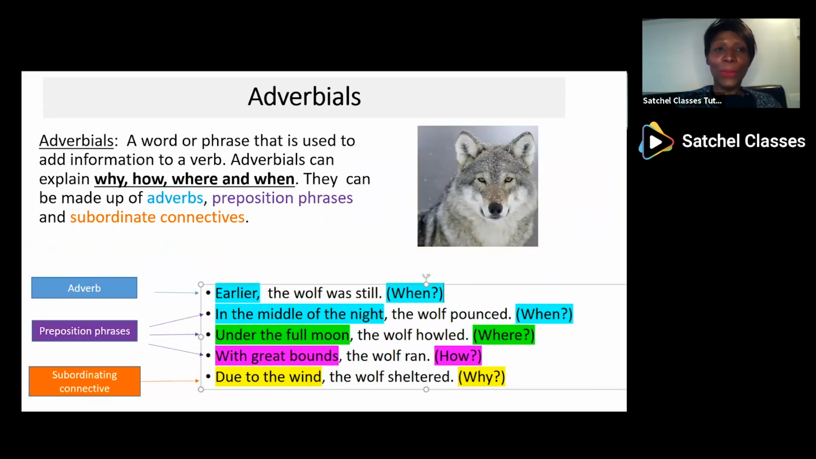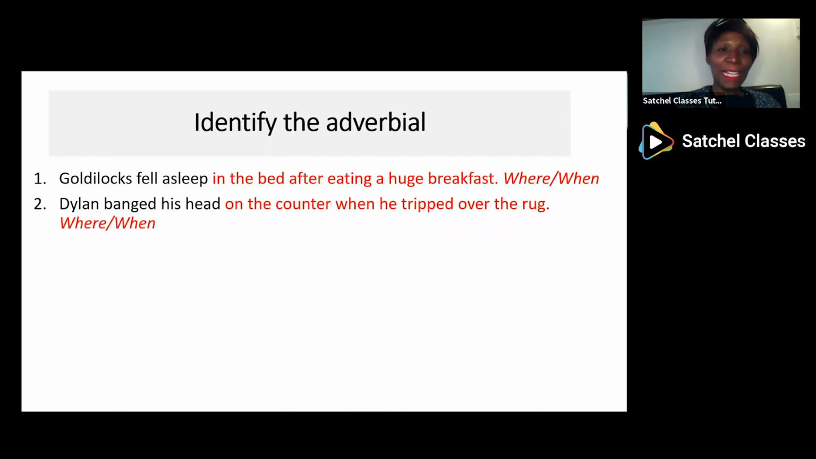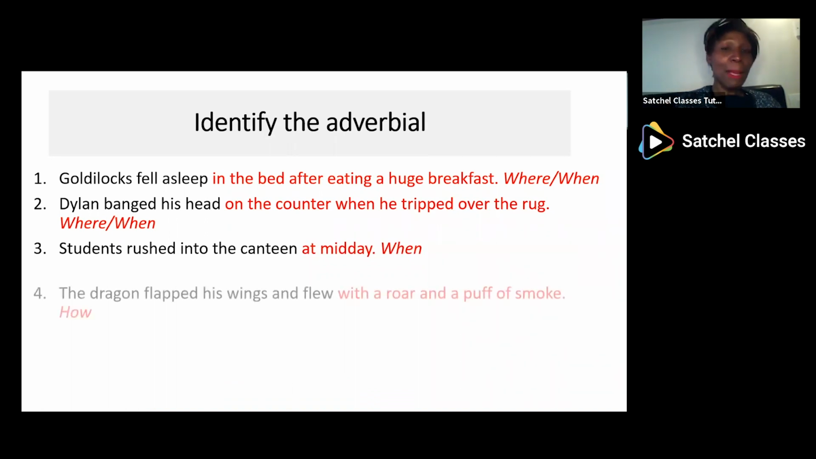Now, what about adverbials? Well, they tell you how, where, when, and why. So give you that extra information, sometimes using adverbs and other parts of speech. So adverbials would be Goldilocks fell asleep. So fell asleep, we've got the subject, the verb, and then the adverbial, in the bed after eating a huge breakfast. Dylan banged his head, subject, verb, object, and then the adverbial on the counter when he tripped over the rock. Students rushed into the canteen, subject, verb, object, and then the adverbial at midday.